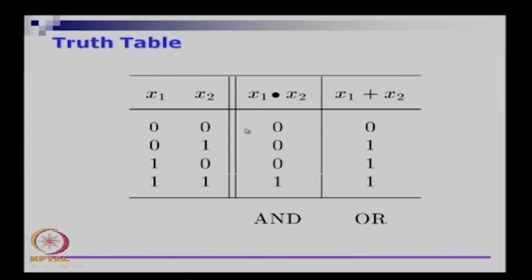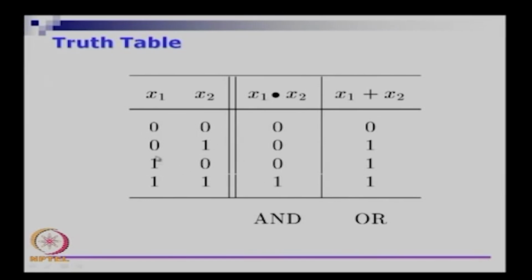Right. Now, let us look at what X1 and X2 gives. So, this column is for X1 and X2, and this column is for X1 or X2. So, if I want the logical AND function, then when X1 is on and when X2 is on, X1 and X2 is on.